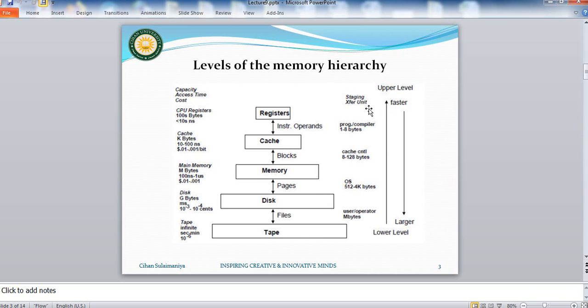So that's the level. When you go farther from the microprocessor, it's going to have lower speed until you reach the last one. If you choose a level closer to the microprocessor, it will be faster. So that's the levels of memory.